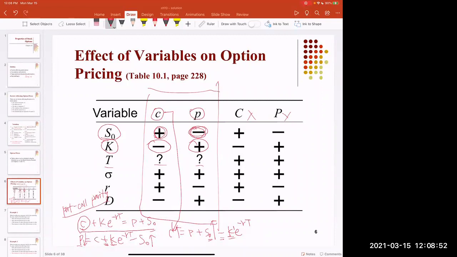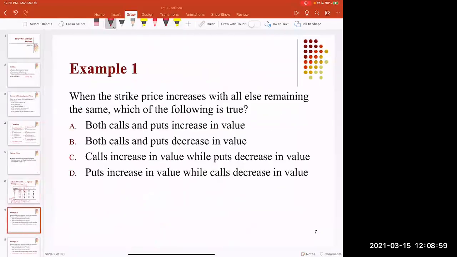Okay, so you can see other relationships from the book. We don't have time to cover everything here, but see example 1. When the strike price K increases with all else remaining the same, which of the following is true? Both call and put increase in value, both call and put decrease in value, call increases in value while put decreases in value, put increases in value while call decreases in value. Which one?